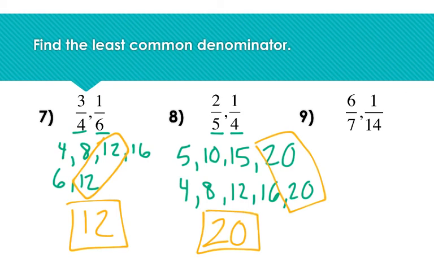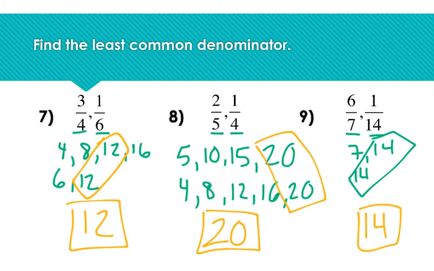On number 9, we're looking at 7 and 14. Well, 7 and then the next number we would count by 7s would be 14. That's the same as 14. So 14 here is going to be our least common denominator.